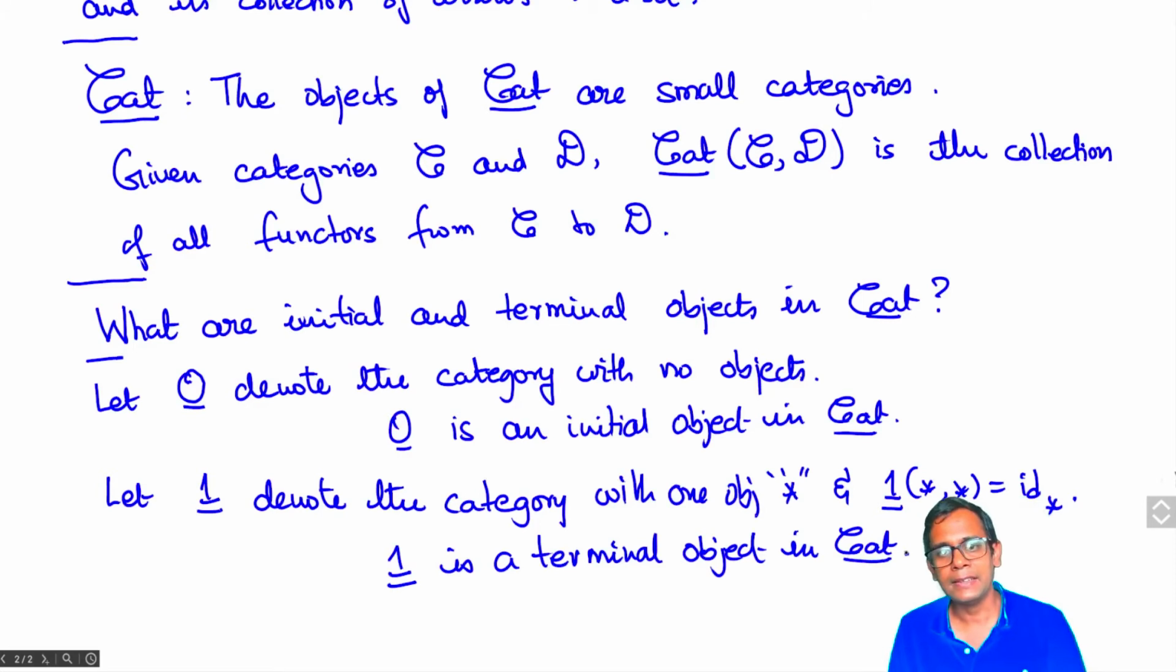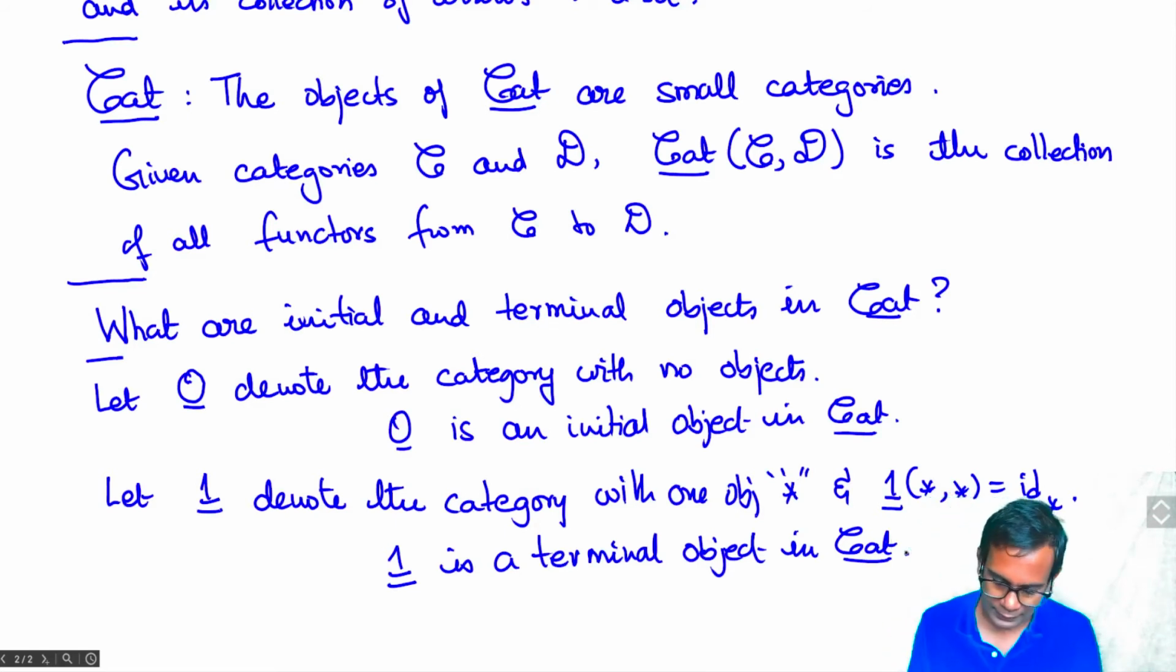Given any category C, you can define an arrow to this category 1 by just taking every object in your category C to this object star of 1 and every arrow of your category C to the arrow identity star. Just check, think about it, and make sure that this makes sense to you.